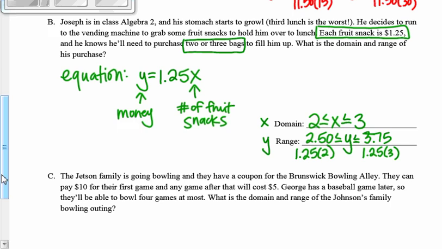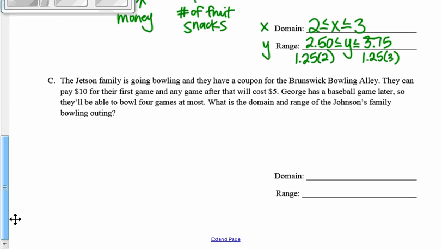In our last problem, we have the Jetson family, and they're going to go bowling, and they have a coupon for the Brunswick Bowling Alley. They can pay $10 for their first game, and any game after that will cost $5. George has a baseball game later, so they'll be able to bowl 4 games at most. What's the domain and range of the Jetson family bowling outing?